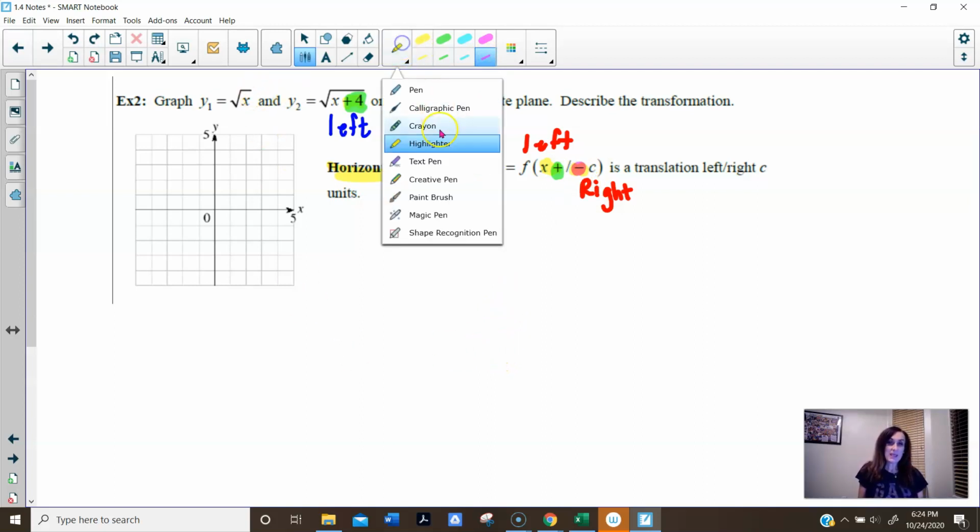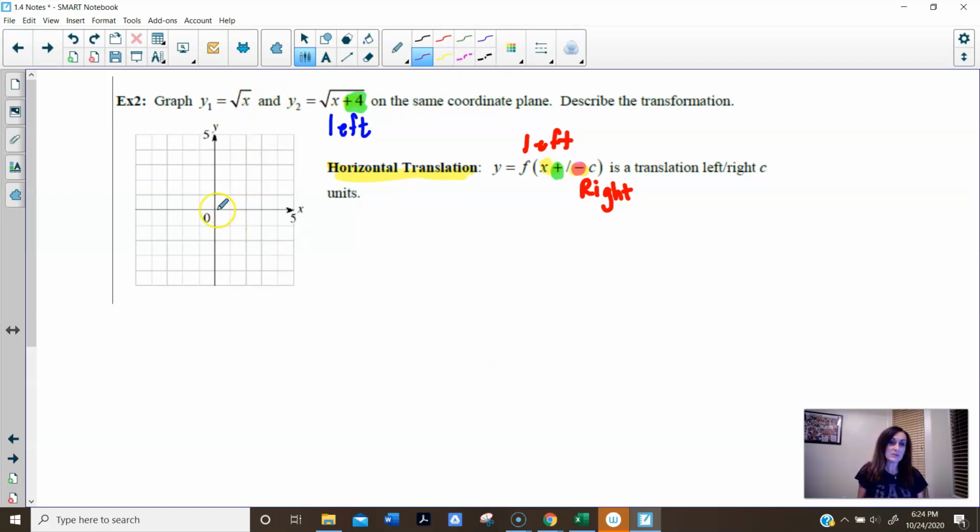So looking at the parent graph, we have y equals the square root of x. Y equals the square root of x is going to look something like this. And if you're not sure, you can always use a table. The square root of 1 is 1, so I went right 1, up 1, and the square root of 4 is 2, so I went right 4, up 2.